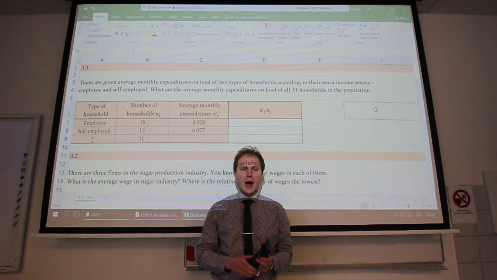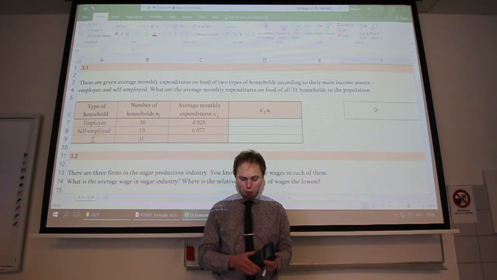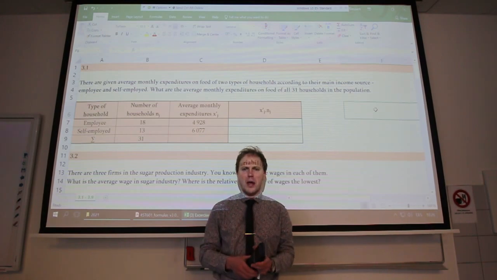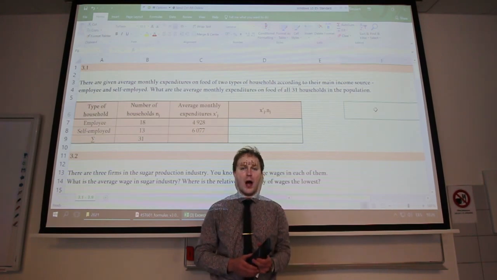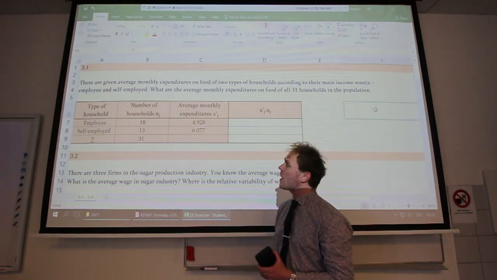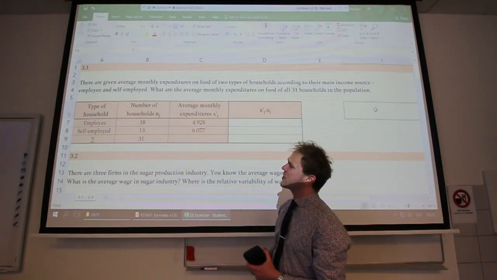Today we will start with a simple and easy example about the weighted version of arithmetical mean, and after we will continue with measures of variability. So I believe that we can start. There we have the first example.